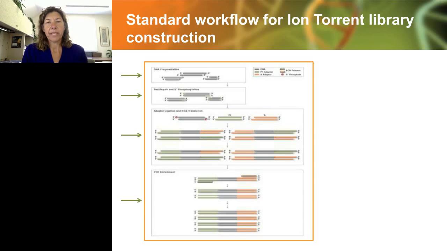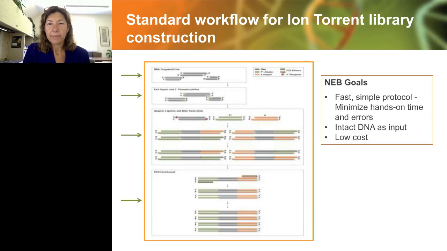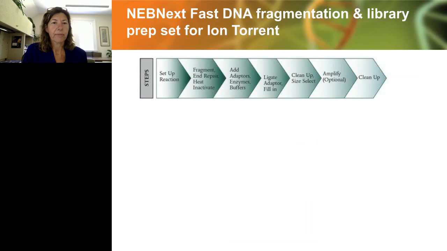So when we were developing a kit at NEB, we had a number of goals that we set for our kit. The goals we wanted to have were to develop a fast and simple protocol that would minimize hands-on time, as well as the possibility of errors. We also wanted to eliminate the need to fragment DNA before going into library prep. So we wanted to have as our input intact DNA. And of course, we wanted to create a low-cost solution for our customers. And so the kit we developed is called the NEBNext Fast DNA Fragmentation and Library Prep Set.